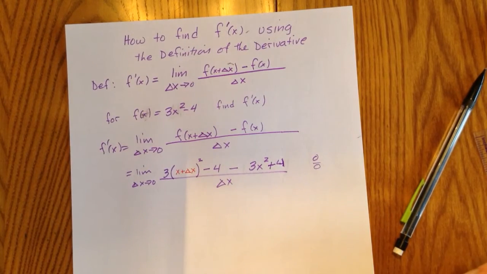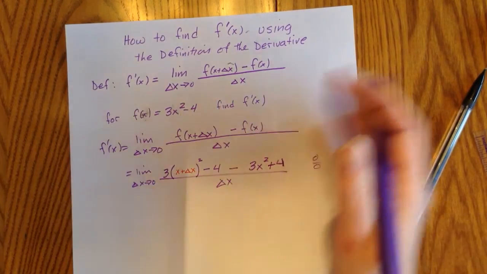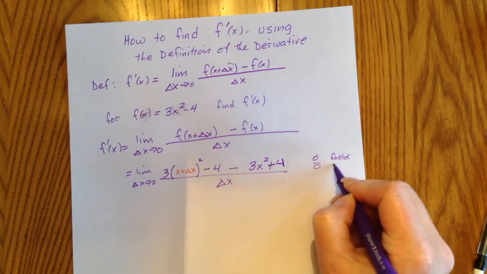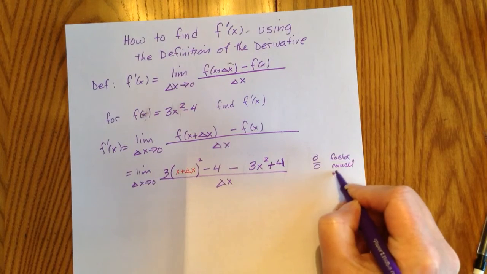Dig deeper. Now, if you need to go back and watch an old video on what to do if we get a limit with 0 over 0, go ahead. But bottom line, here's what I'm looking to do: I am looking to factor, cancel, and plug back in.